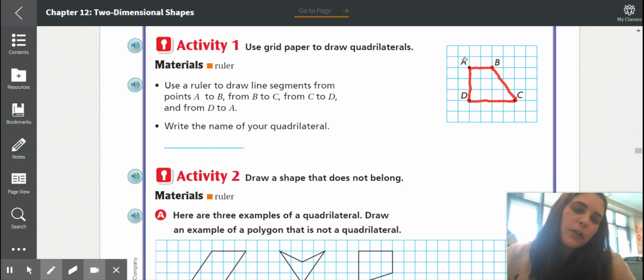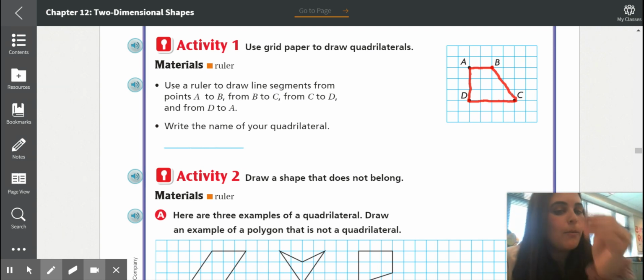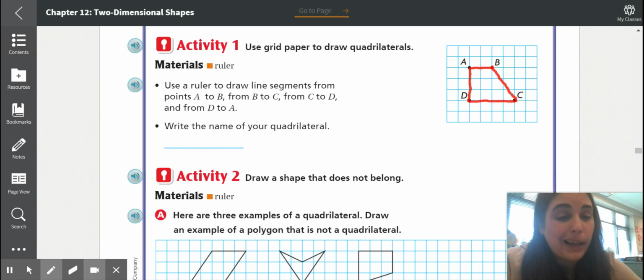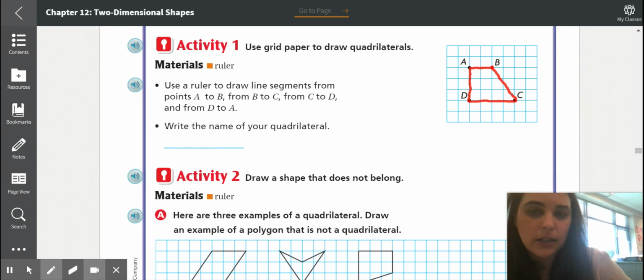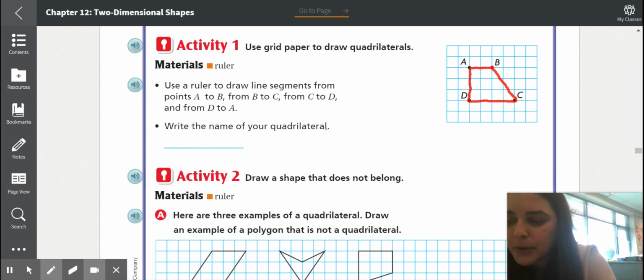Okay, so looking at this shape here, are there any sides that are parallel? Are there any sides that won't ever touch? And the answer is yes. Line segment A to B and D to C, those are parallel, those won't touch. So there's one pair of parallel sides. And are any of these sides the same length? I don't think so. So what can you think of as a name for this quadrilateral? Ones that we've talked about are trapezoids, rectangles, squares, rhombuses. So the best name for this one would be a trapezoid.